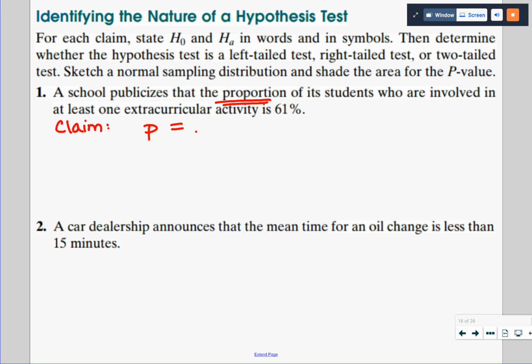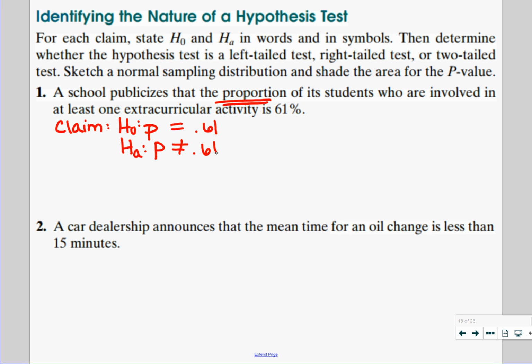What do you think based on this statement? Yep, is 61%. Now, what it's actually calculating are people that are in at least one extracurricular activity, but 0.61 is what we're actually calculating. Is that a null hypothesis or an alternative hypothesis? It is the null because it contains our statement of equality, which means the alternative hypothesis is P, what's the complement of that? Not equal to 0.61. So in words, it would be the proportion of students who are involved in at least one extracurricular activity is not 61%, if I wanted to put that in words.